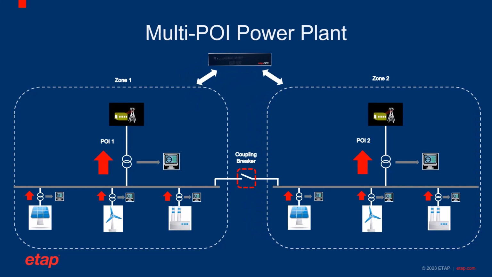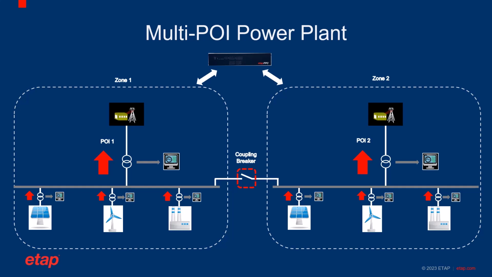In a multi-POI power plant, however, this is not the case anymore. In such systems, PPC controls multiple points of interconnection as seen here. This means that PPC should have an understanding of the structure and configuration of the plant in order to correlate each asset with its associated point of interconnection.